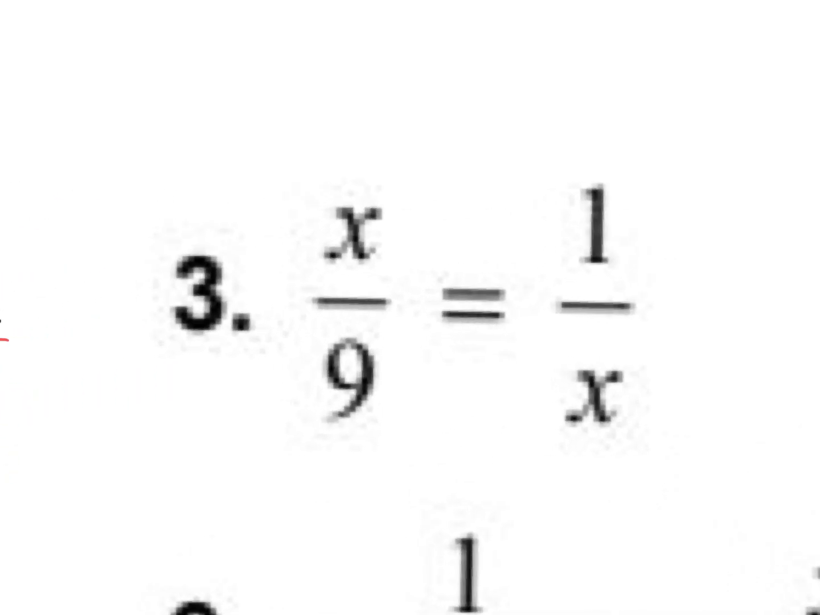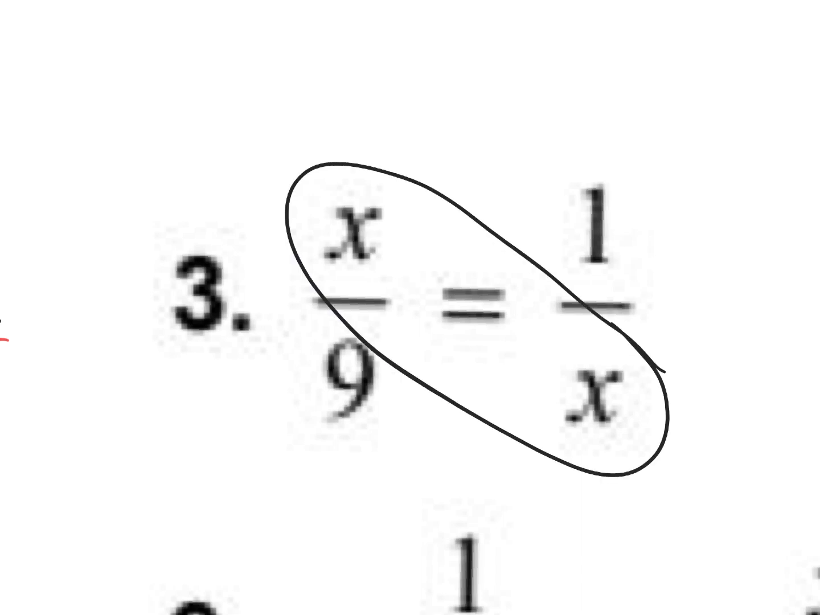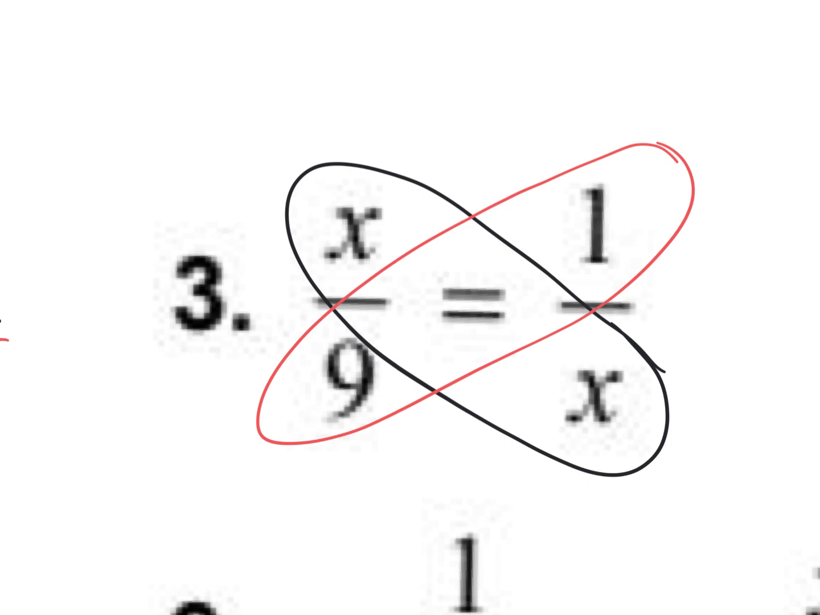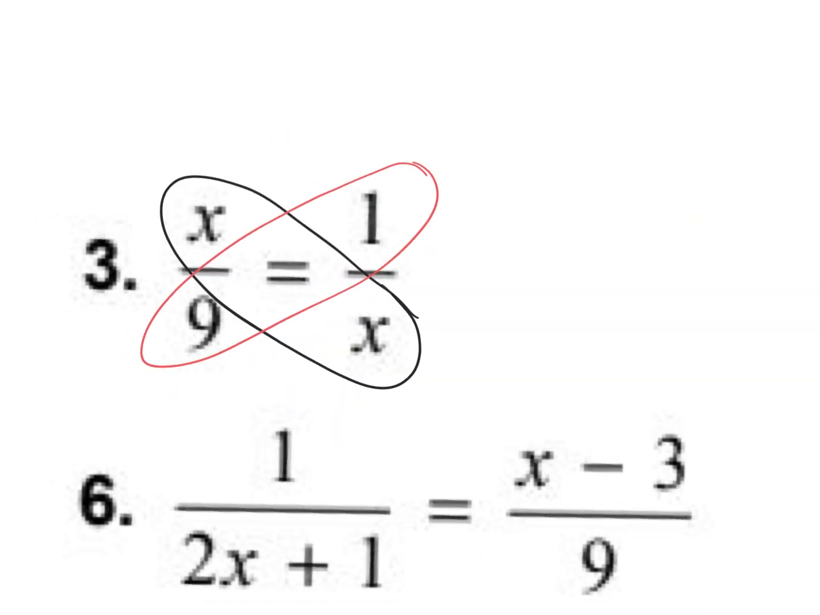Diana? x times x is 2x times 1 is 9. So 2x equals 9. Divide by 2 on both sides. x is going to equal 4.5 or 9 over 2. Very close. x times x is not 2x. It is x to the second power.